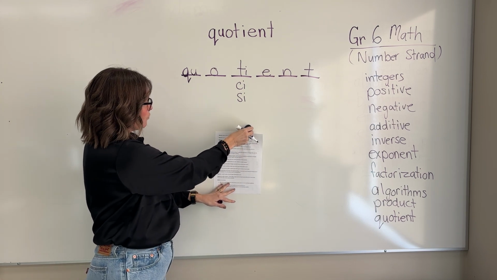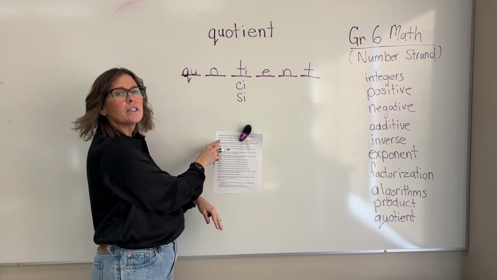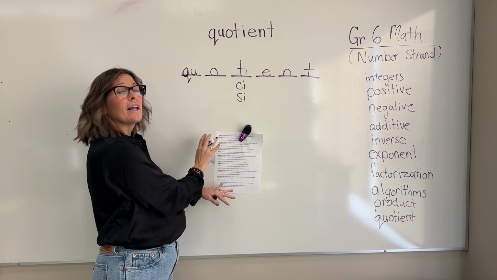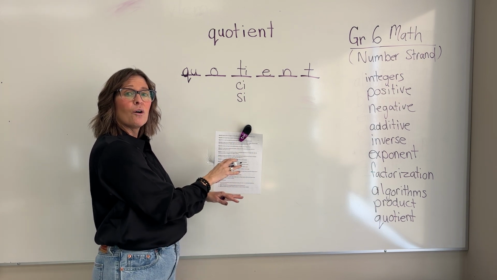We have a list of rules on our website, and that is rule 17. The Q always needing a U is rule 11. So this is something that you can always refer to.